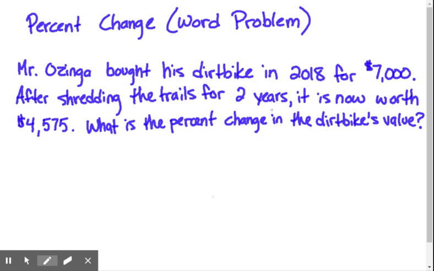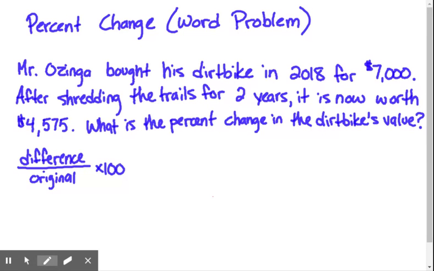It says, Mr. Ozinga bought his dirt bike in 2018 for $7,000. After shredding the trails for 2 years, it is now worth $4,575. What is the percent change in the dirt bike's value? So let's first remember that the formula for percent change is difference divided by original times 100.